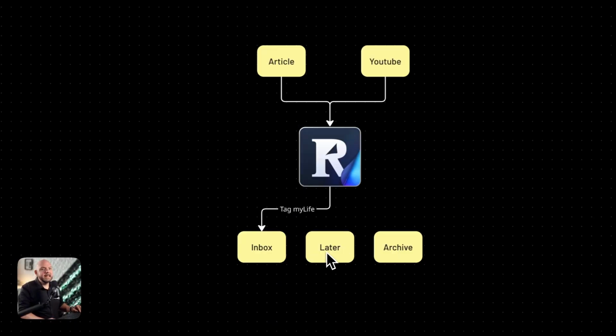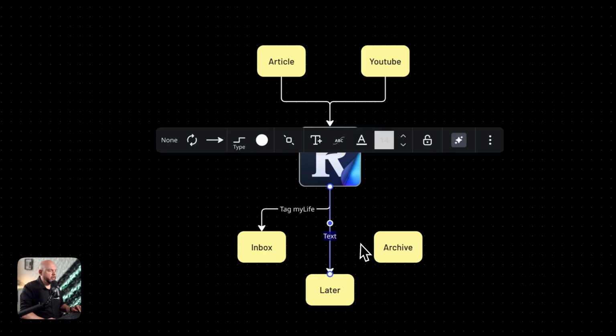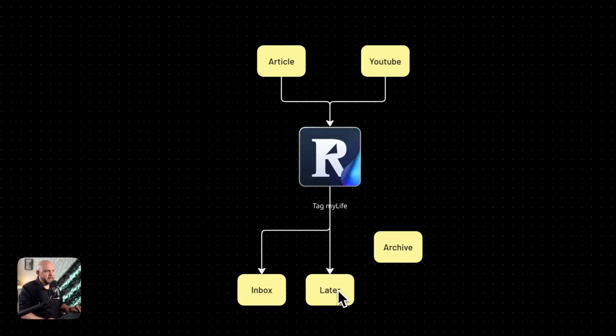But what happens if there's something that I really want to process later, that I might want to move into another system later on? This is where the later inbox comes into play. If I think that this is important and needs to go into later, well, I will also tag it and I move it into later. And later, and that's the difference, is the only inbox inside Reader that I will process based on my routines.